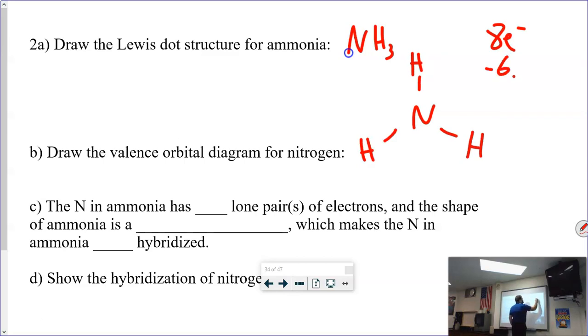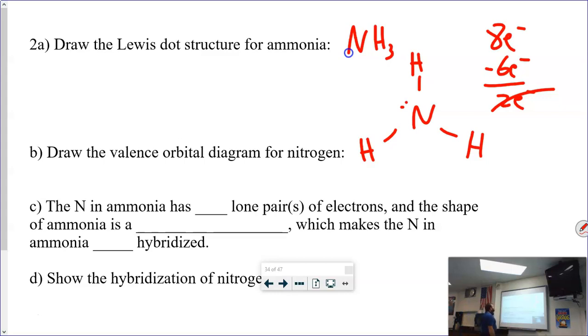That required 6 electrons. I've got 2 left to add. Those have to go on the center because hydrogen can't take any more. Okay? So there is my Lewis dot diagram, or my Lewis dot structure, or my Lewis structure for ammonia.